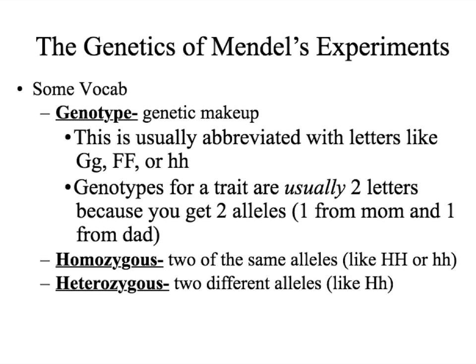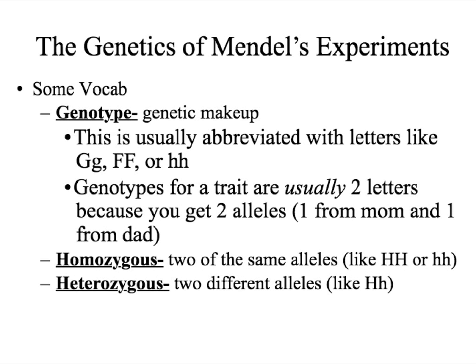So genotypes, usually two letters, and why are they two letters again? Because we have two different alleles, one from the mother and one from the father. So that's why we always see them in pairs written out that way. Now when we're talking about genotype, we can talk about two other special words. We can talk homozygous and heterozygous.